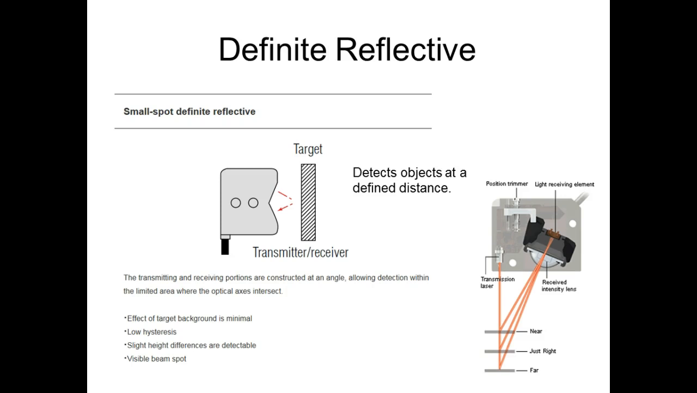What a definite reflective does is it has a beam that shoots off. This is exactly what's in this mouse. You can actually see this. If I have another mouse in my bag, I'll pass it around. I think I might have left it out.